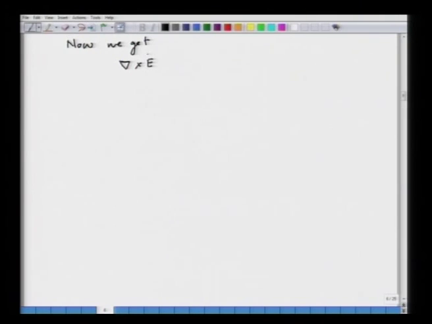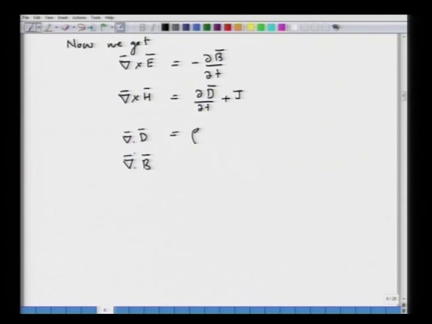The new set is fairly simple, where the curl of the electric field is related to the magnetic induction. Curl of the magnetic field is related to the displacement vector plus the current density. Divergence of the displacement vector is basically defined by the charge density in the material, and divergence of the magnetic induction is going to be 0. Now, we are going to define these equations as 11, 12, 13 and 14. These equations are basically defining all EM interaction with the material.